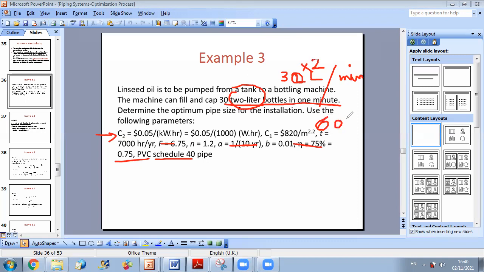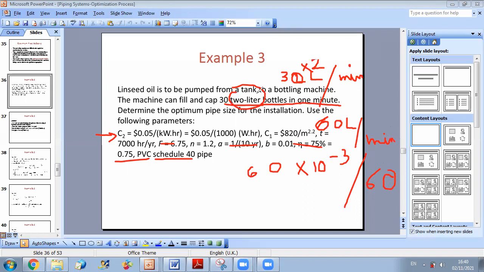And now I want to convert units to meter cube per second. So I just have to multiply by 10 to the power minus 3 and divide by 60 to get the value in meter cube per second. So this is for the flow rate.